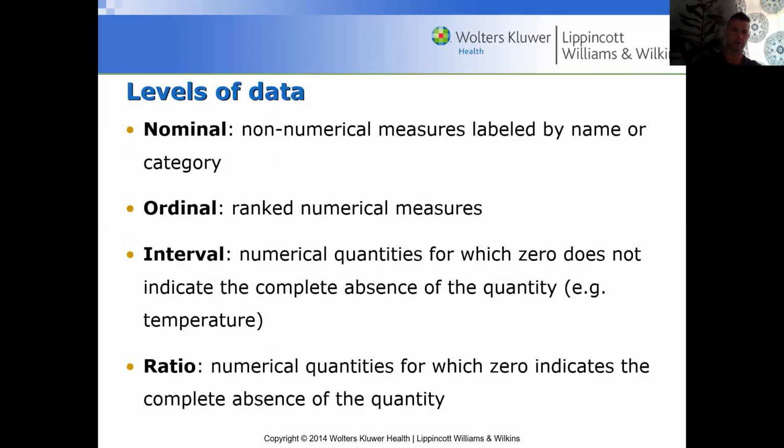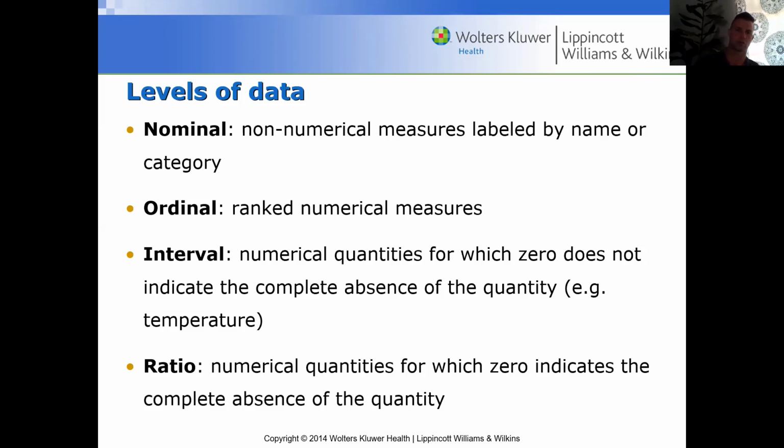Levels of data, we have nominal. These are non-numerical measures labeled by name or category, so male, female would be one, ethnicities, things like that. Ordinal, ranked numerical measures. So this could be anything from fastest to slowest, tallest to shortest, heaviest weight to lightest weight, and so on and so forth.